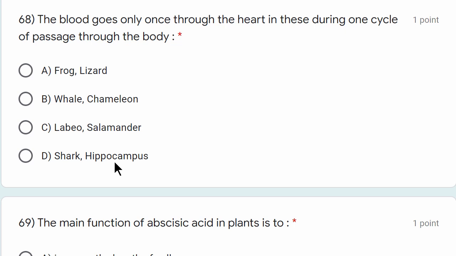Maybe there's an animal which I don't know, which is a fish. But since shark is a fish, we can say D is the answer. I don't know what is labio, but I do know that salamanders are reptile family and blood goes through them twice. Whale goes through twice, frog and lizard also go through twice. Amphibians, reptiles and mammals twice, fishes once.